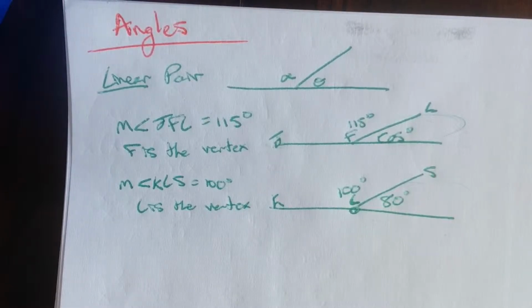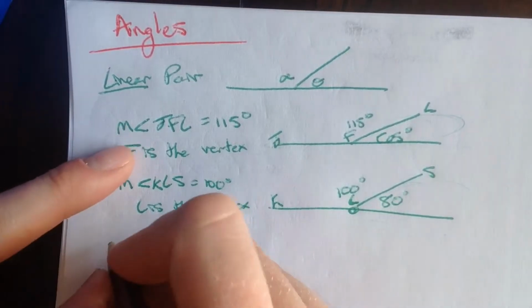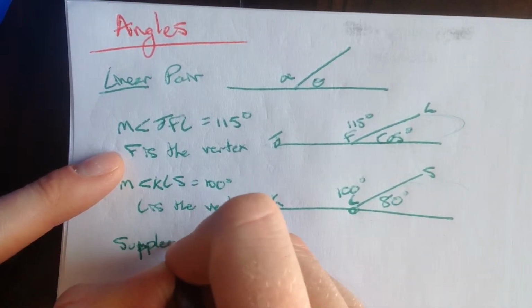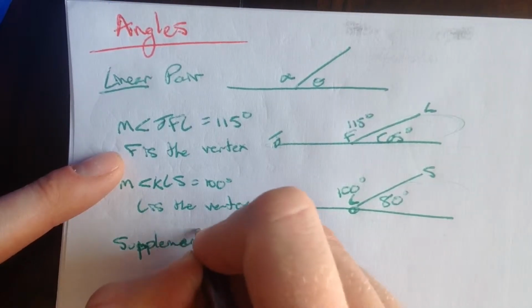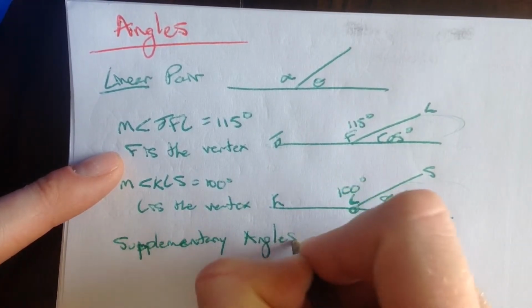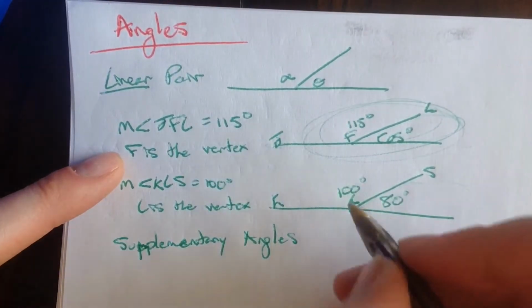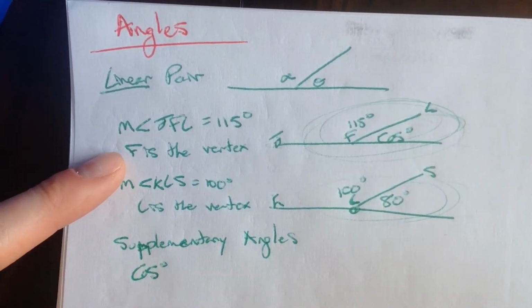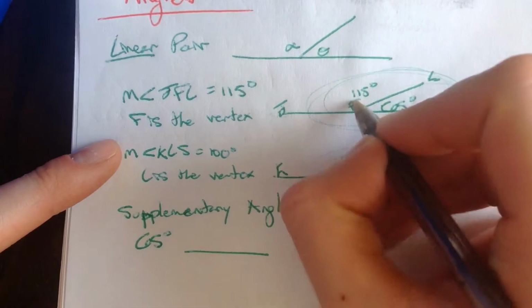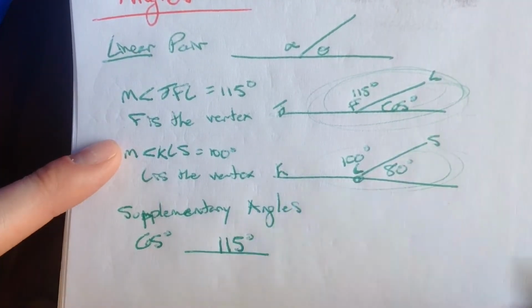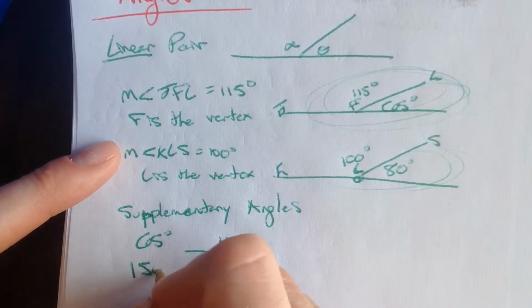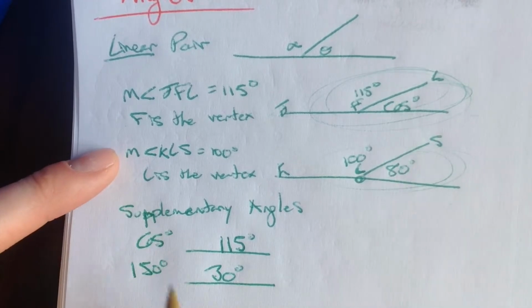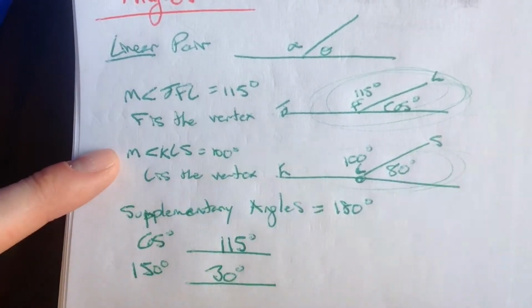Well, another thing for linear pairs are angles that are supplementary. So, supplementary angles add up to 180. So, for example, these two angles are supplementary, and these two angles are supplementary. So if I was given that I have a 65-degree angle and asked to find what angle was supplementary to it, I would say, well, 115. If I was given that I have a 150-degree angle and I want to find something that's supplementary to it, I would say 30 degrees, because supplementary angles add up to 180, or a line.